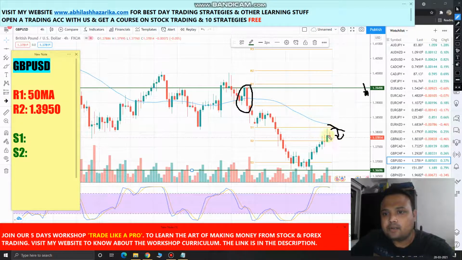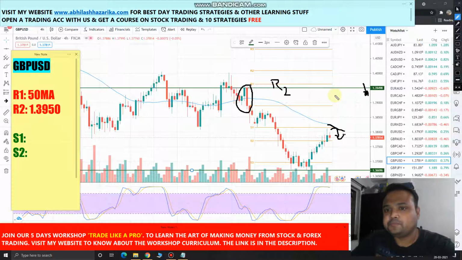And you can see that the distance from here to this line is this much. Okay, there is a huge gap between the current price and the second resistance. So probably market will not be going to the second resistance tomorrow.